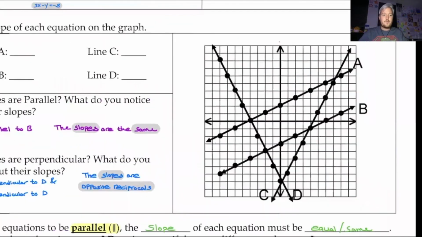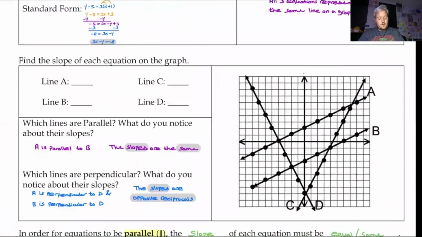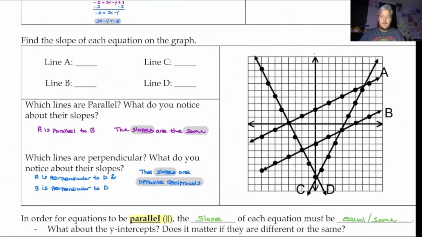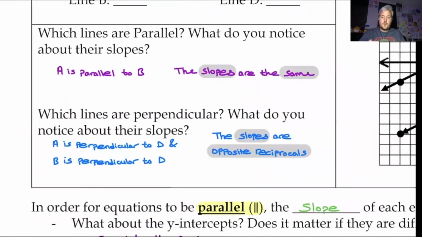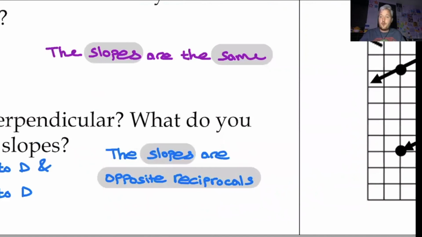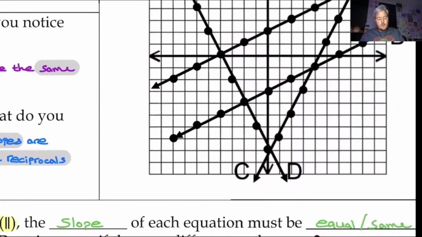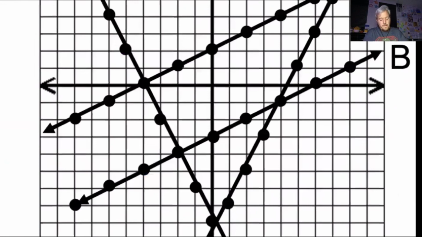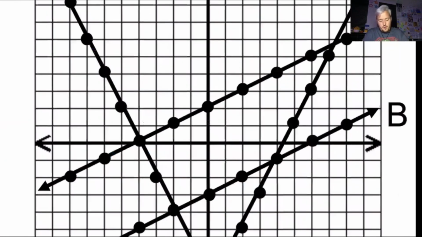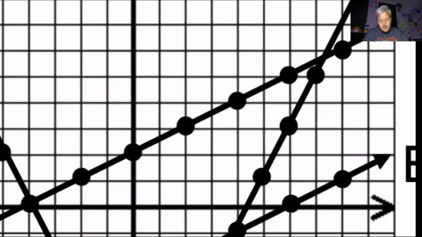So on a graph, if the slopes are the same, they're going to be parallel. But if slopes are what we call opposite reciprocals, then they're perpendicular. So we're going to look at the slopes of these lines first. If I'm looking at line A, all these points are already here for us. If I go up 1 over 1, that means our slope of line A is going to be 1/2.